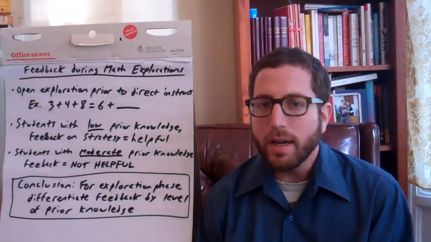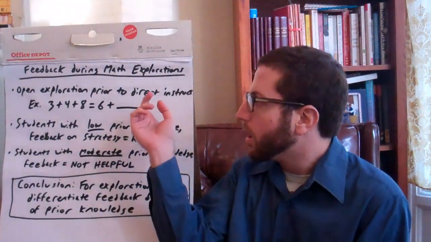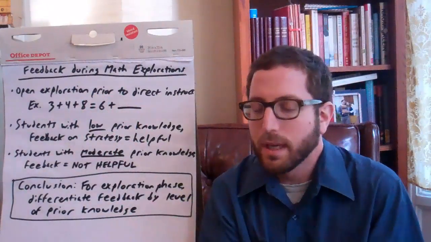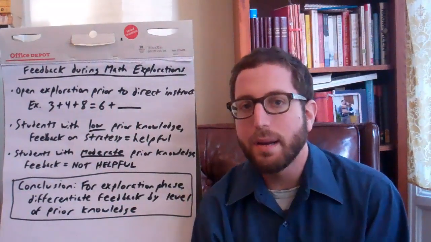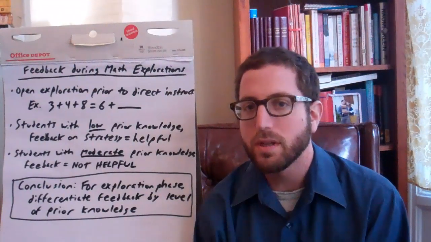And in this particular study, the kind of math they were looking at was equivalencies, which is 3 plus 4 plus 8 equals 6 plus blank, just generally trying to balance both sides of an equal sign, and this was with middle elementary students.